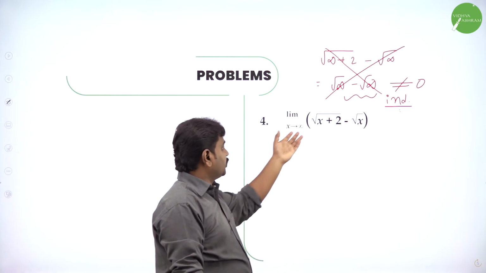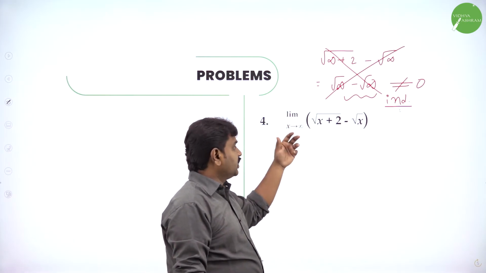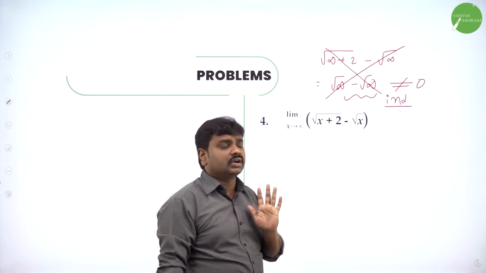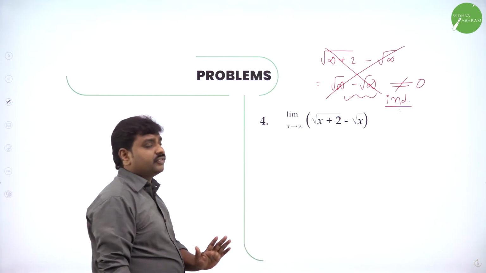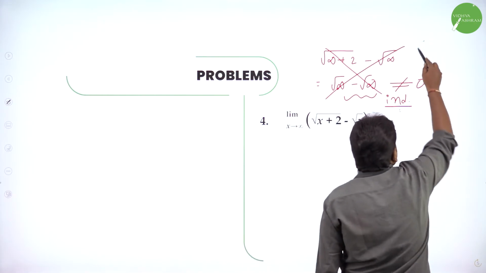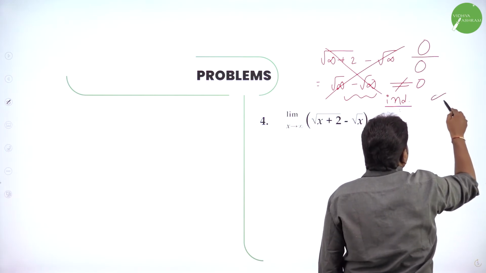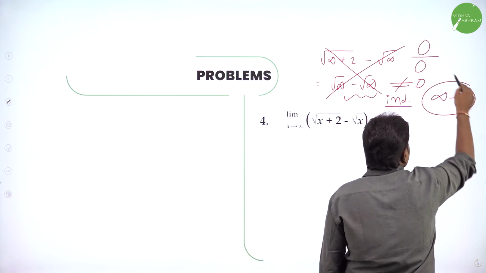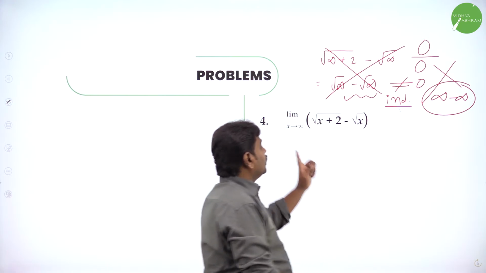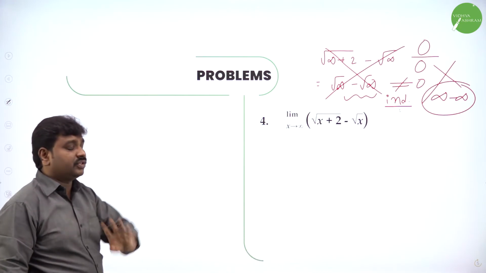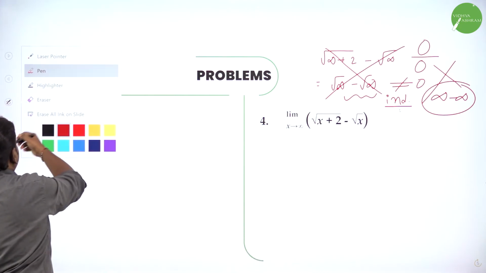What they'll do is, in the place of x, they'll put infinity. They'll get infinity minus infinity as 0. That is wrong. Like 0 by 0, infinity minus infinity is also indeterminate. We should not get this when we apply the limit. Here, if I am applying the limit, I am getting infinity minus infinity. So you should not apply it directly.